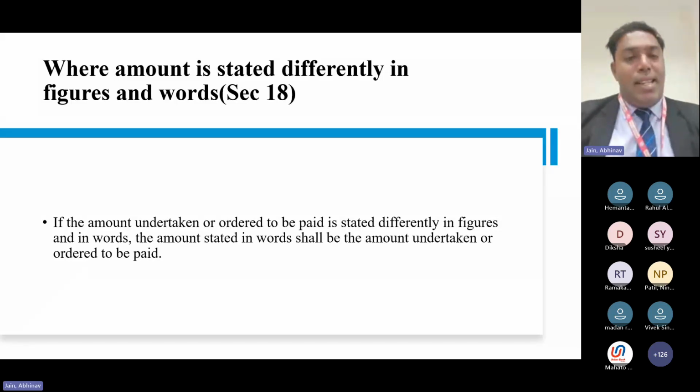Now, let us continue with the discussion on NI Act section 18, where amount is stated differently in figures and words. What we have to do. If the amount undertaken or ordered to be paid is stated differently in figures and in words, the amount stated in words shall be the amount undertaken or ordered to be paid. So the words amount would be considered. So it is defined in section 18 of NI Act. Another very important probable question.